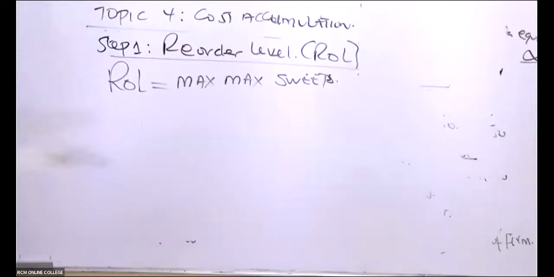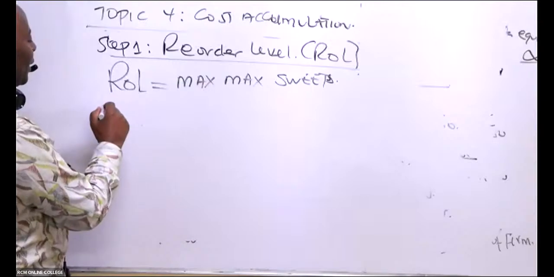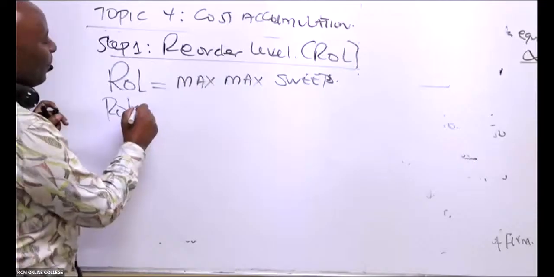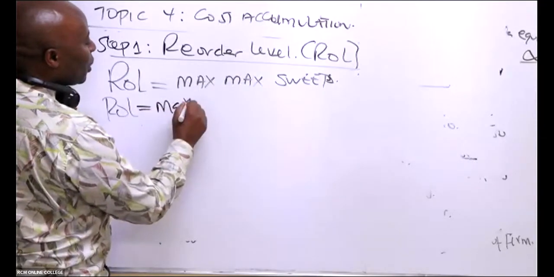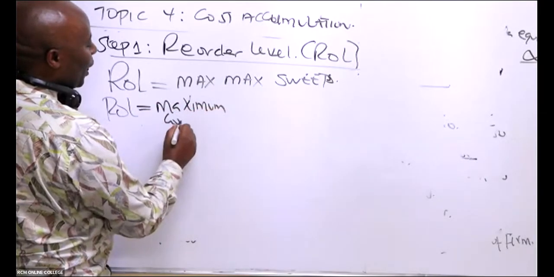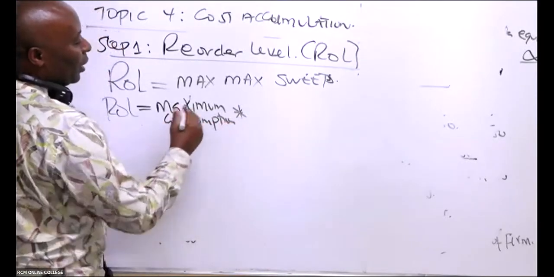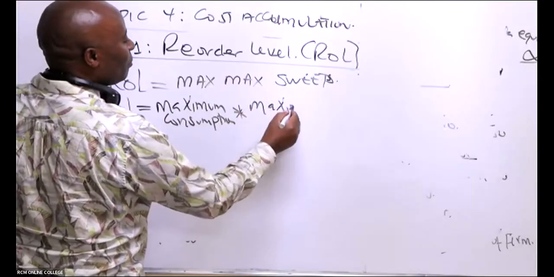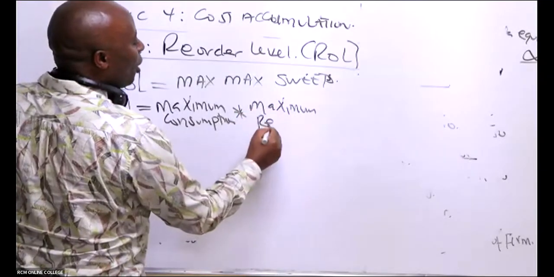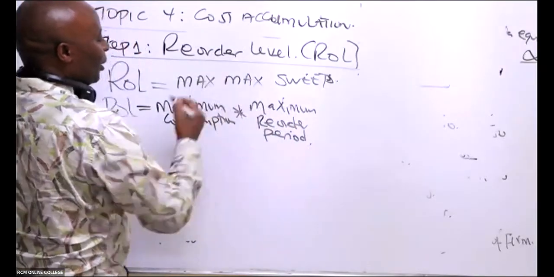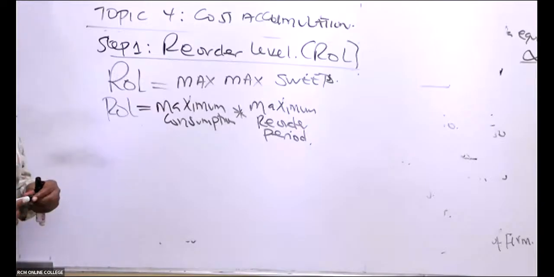Maxi sweets. Mwalimu, what do you mean by this? This is very easy. The moment I remember this, I will always recall the formula of getting reorder level, because it will be maximum consumption times maximum reorder period. So anytime they want us to give them the reorder level, we shall always be taking this formula.